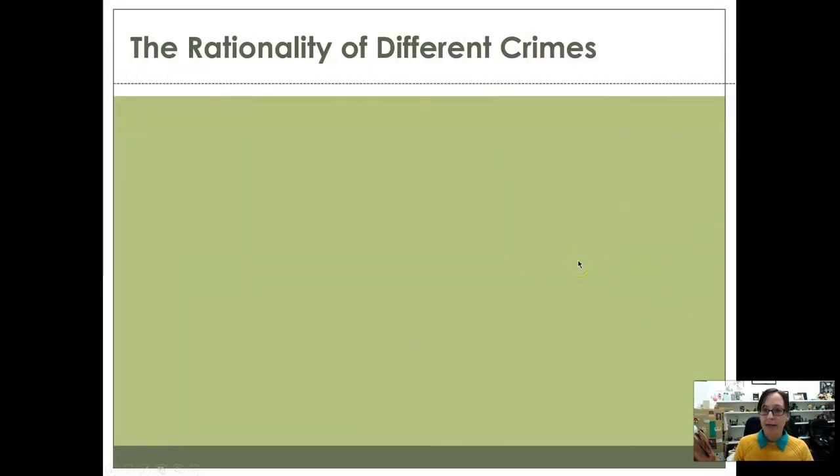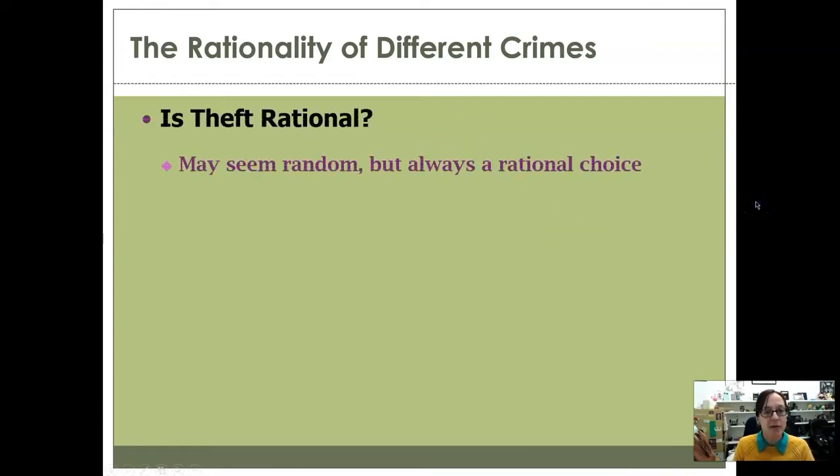So when we look at how we can apply rational choice theory to different types of crimes, let's look at each one in turn to really talk about how these crimes are actually rational. So talking about theft. Is theft rational? It may seem random, but it's always a rational choice.